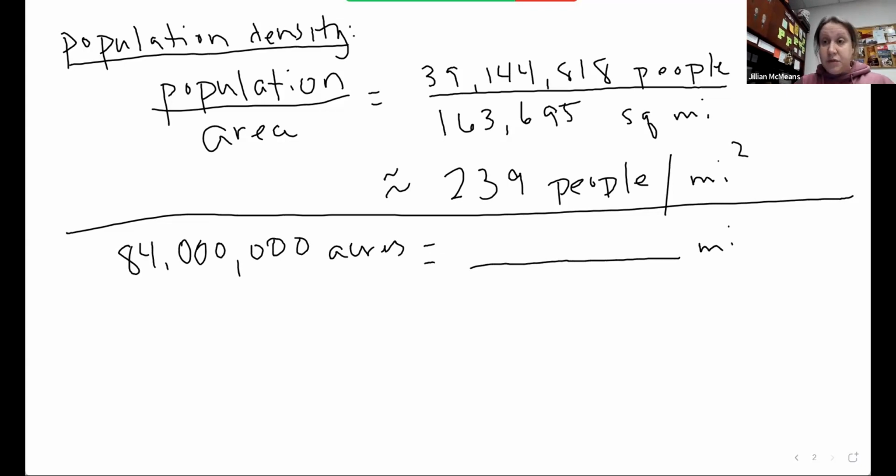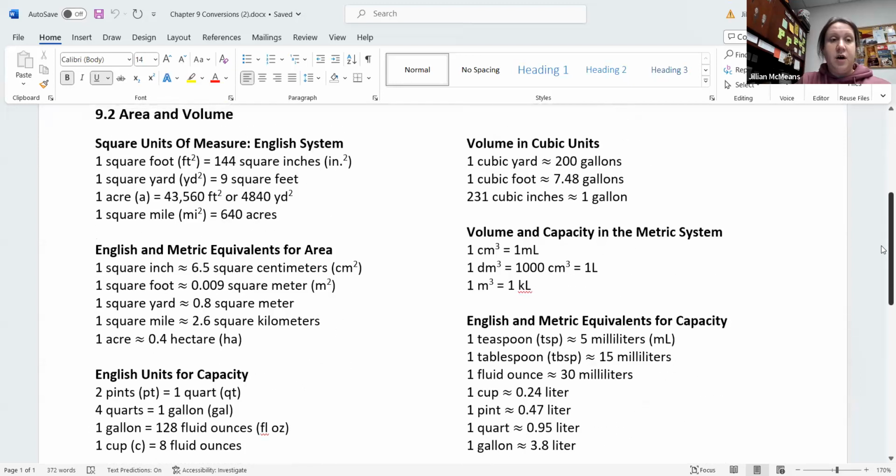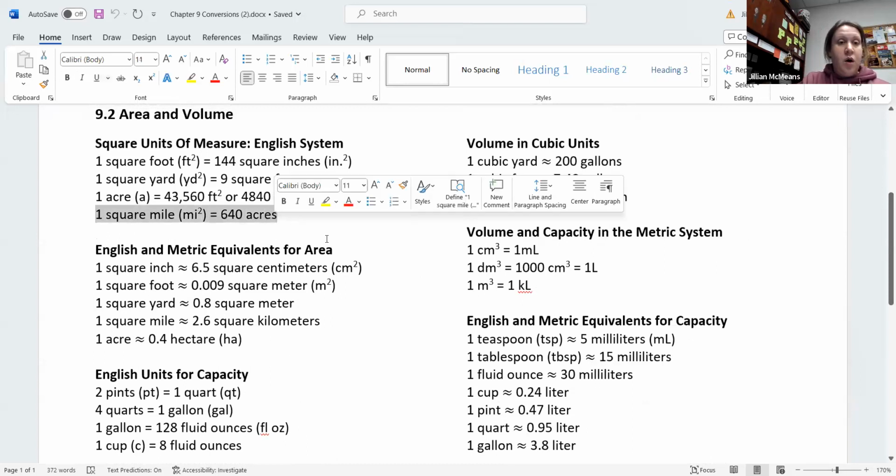Okay, now we're going to have to use dimensional analysis. We're going to need a unit fraction. So what we need to know is some conversion that'll take us between acres and miles. Okay, well, square miles. So let's see if we can find our conversion sheet. Now, for the conversion sheet, we use this first part on length for the first video. For the second video, we're focusing on area and volume. And what we want to look for is some conversion within the English system that'll convert acres and square miles. And here we have it. 1 square mile is 640 acres.